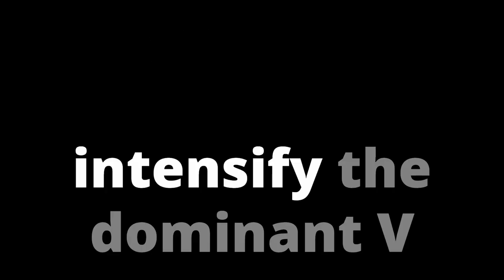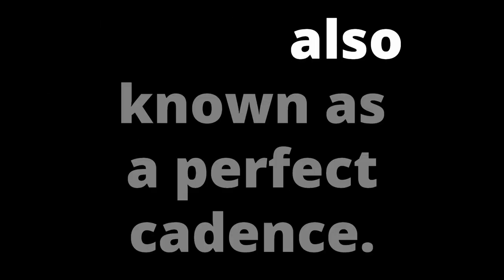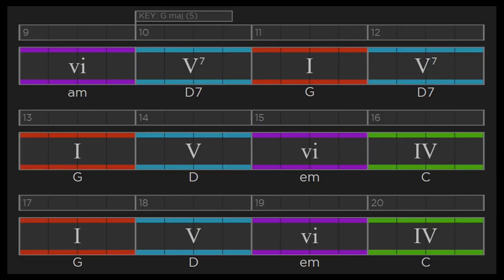If you want to further intensify the dominant 5 chord's draw back to the 1 chord, then you can turn it into a dominant 7th chord. This is also known as a perfect cadence. If you'd like to learn more about dominant 7th chords, then we have a video in the description. Next up, we'll play the new 1 chord of G major to reinforce the changed tonal center. We repeat the 5 dominant 7th to 1 change again to really establish the new key. Then we can go into our new key chord progression.